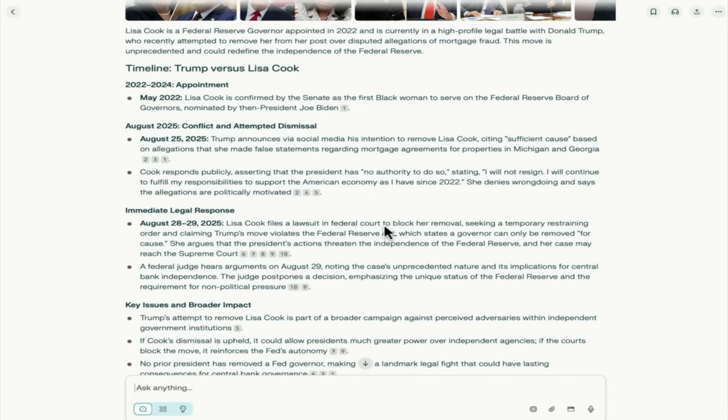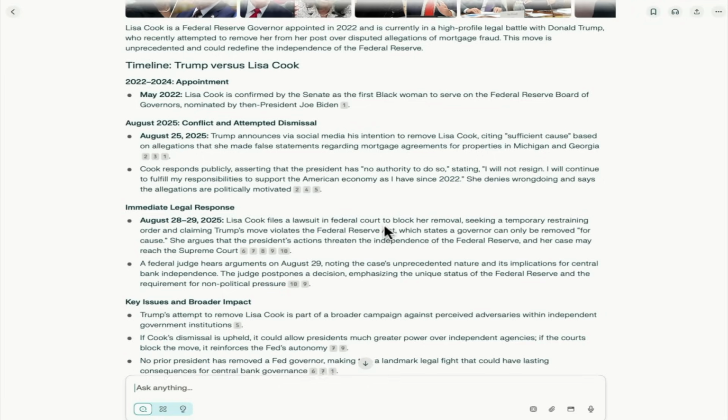She argues that the president's actions threaten the independence of the Federal Reserve, and her case may reach the Supreme Court. A federal judge hears arguments on August 29th, noting the case's unprecedented nature and its implications for central bank independence. Judge postpones a decision, emphasizing the unique status of the Federal Reserve and the requirement for non-political pressure.